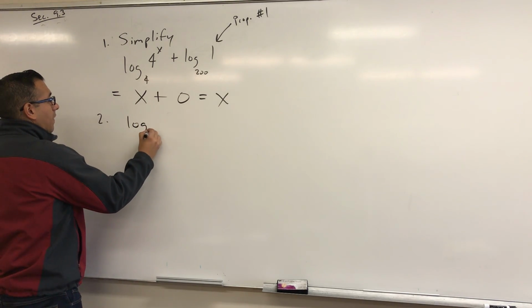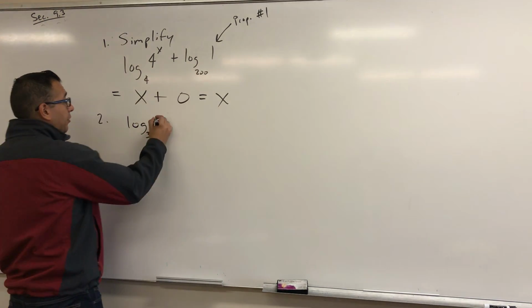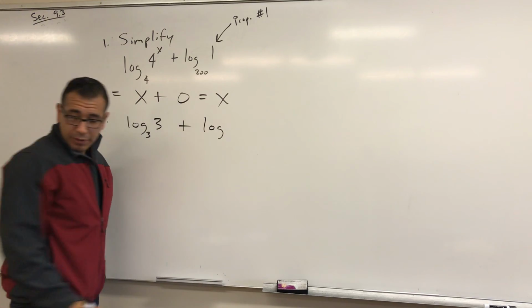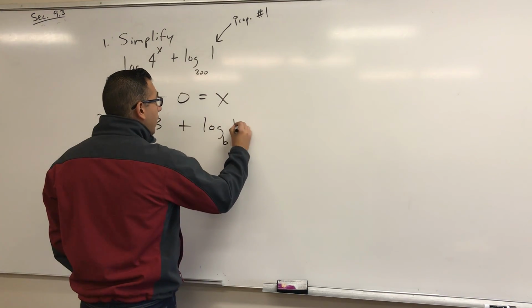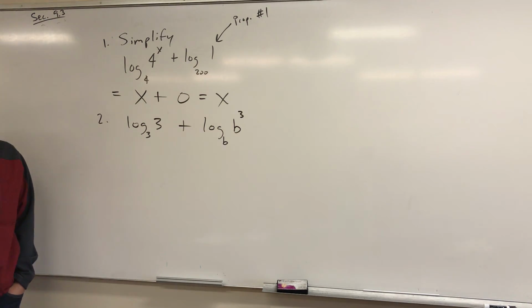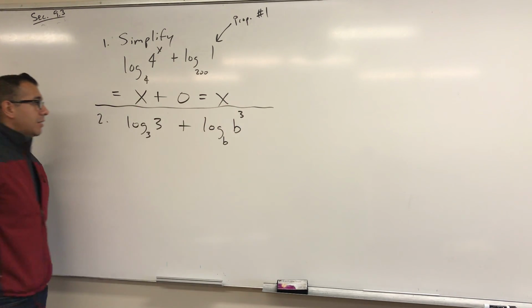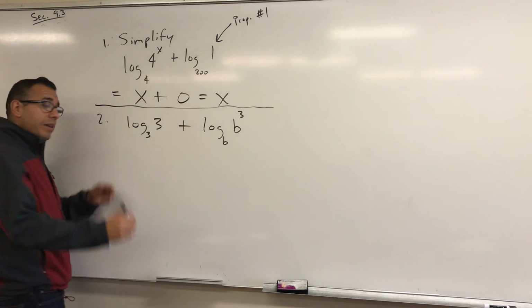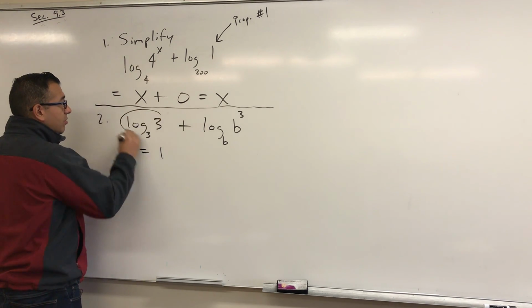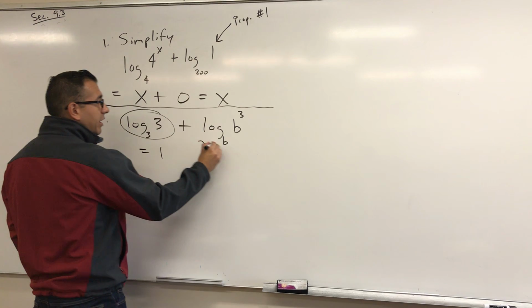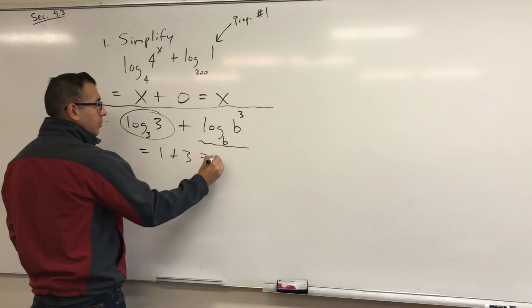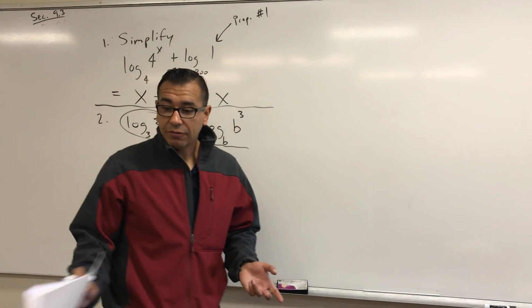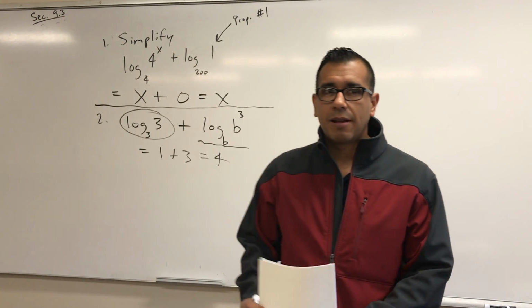All right, let's do another one. Log base 3 of 3 plus log base b of b to the third power. Let me make sure we separate these. So what'd you get for this piece? 1, because these cancel each other out, right? So this piece gave us that 1, and this right here gave us the 3. So it's 4. Once you learn to play with these logs, they're actually not too bad. But they're bad if this doesn't make sense, so let me know if it doesn't.